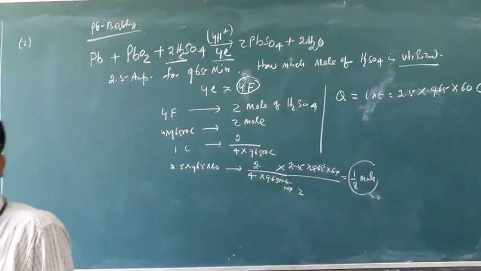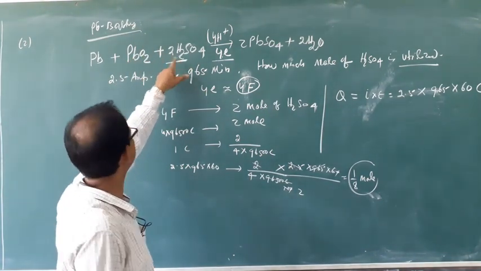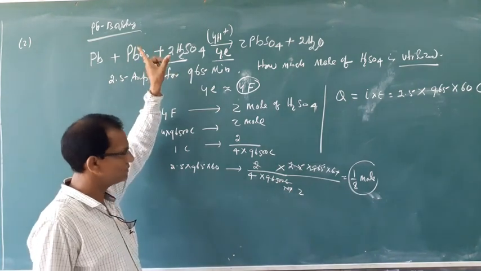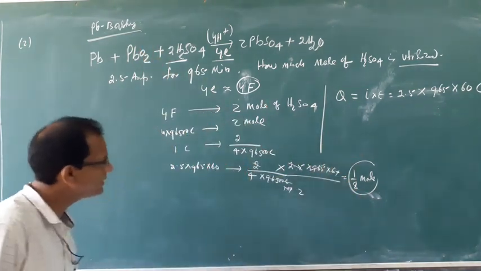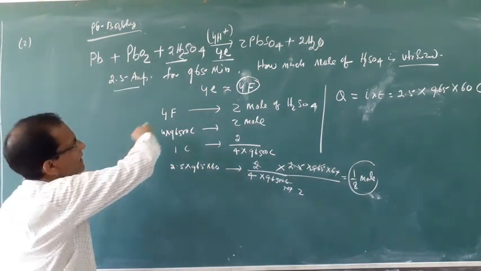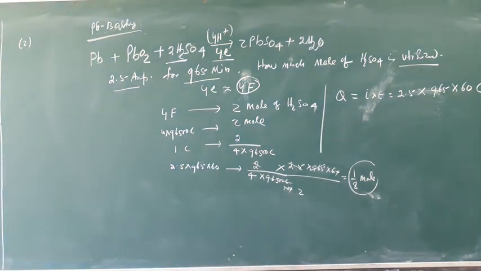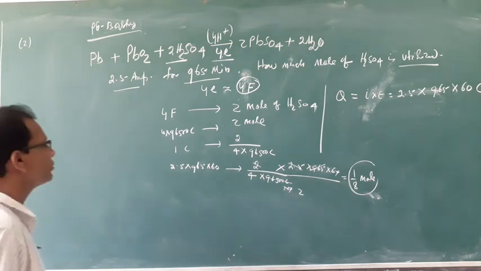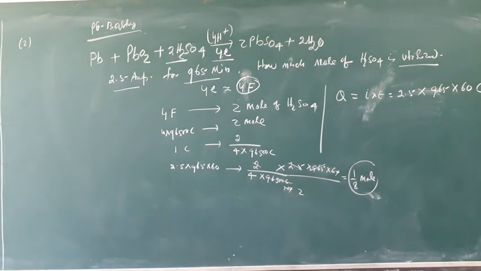So this is the amount of sulfuric acid produced, or the number of moles of sulfuric acid remaining in the solution when this much ampere of current and this much of minutes is used. This is the calculation of amount of sulfuric acid in moles produced during the reaction of lead cell. This is question number 2.